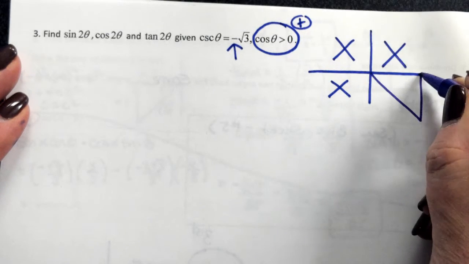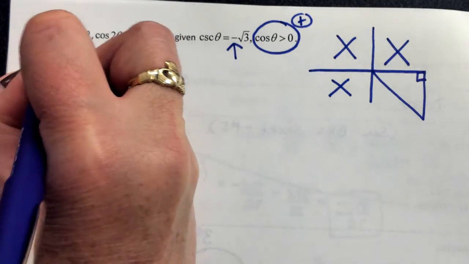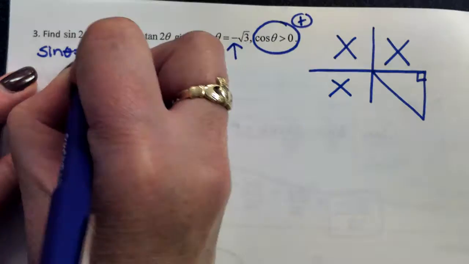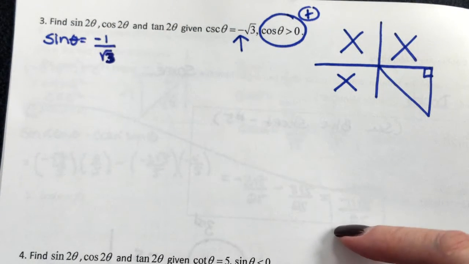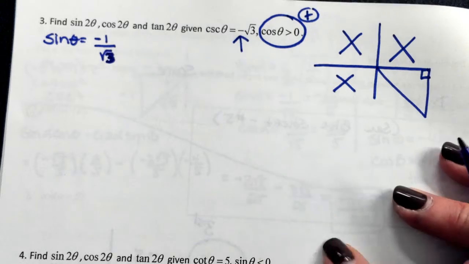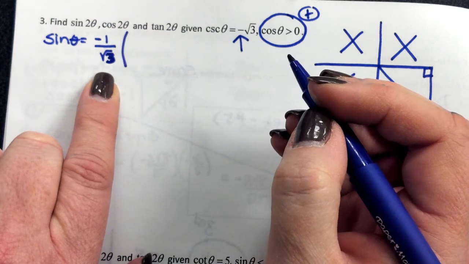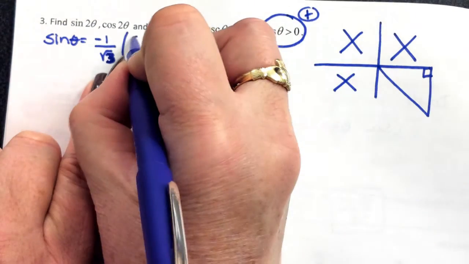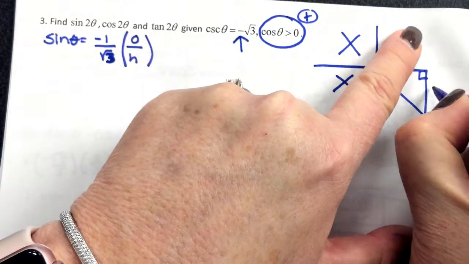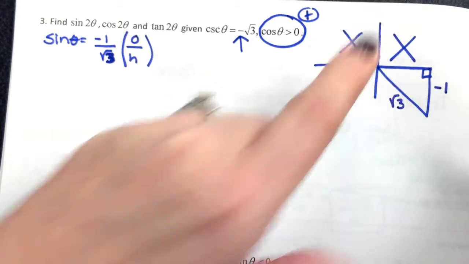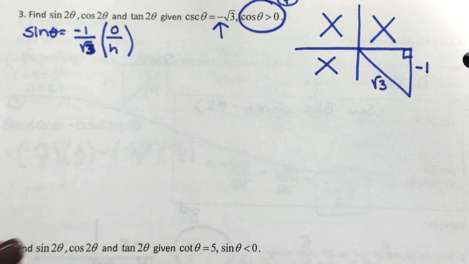So I'll draw my triangle down here. Now again, cosecant is the reciprocal of sine, so if I take the reciprocal of this, the sine of theta is negative 1 over square root 3. By your SOHCAHTOA, what sides of the triangle does negative 1 over square root 3 represent? That represents the opposite over the what? Hypotenuse. So the opposite side is negative 1. The hypotenuse is square root of 3. You guys go ahead, use your Pythagorean theorem, and tell me what that other side is going to be.